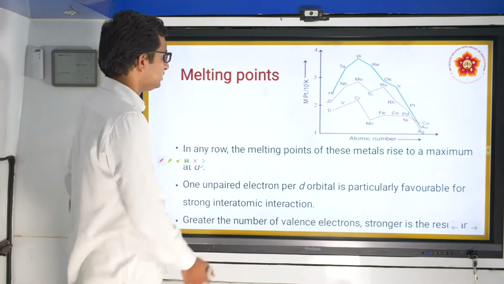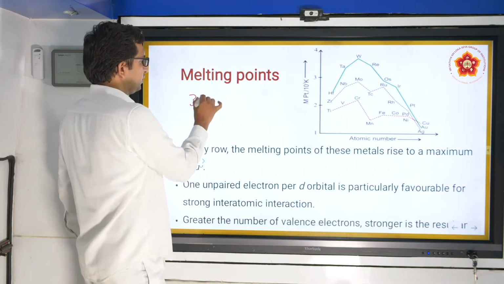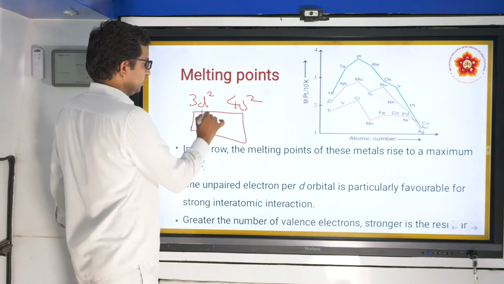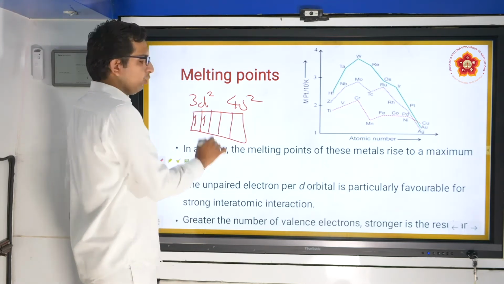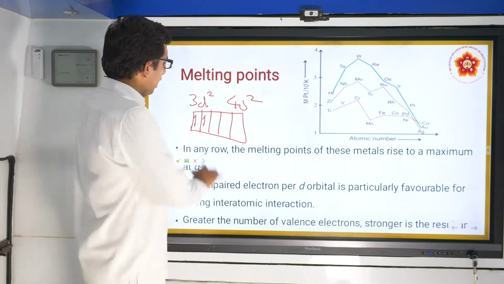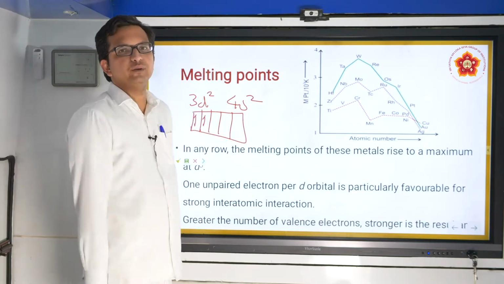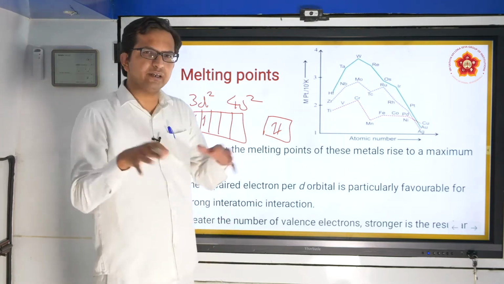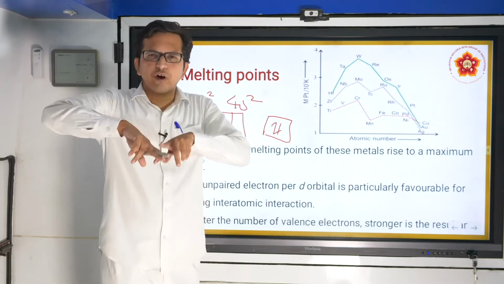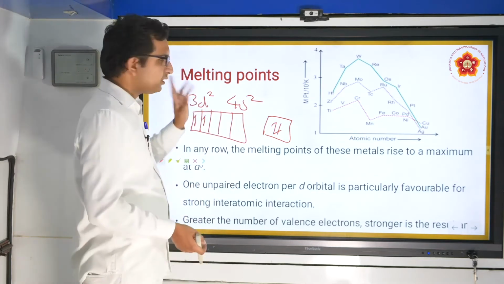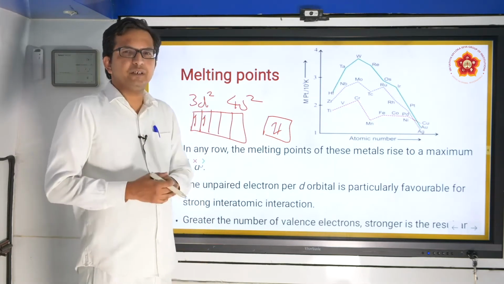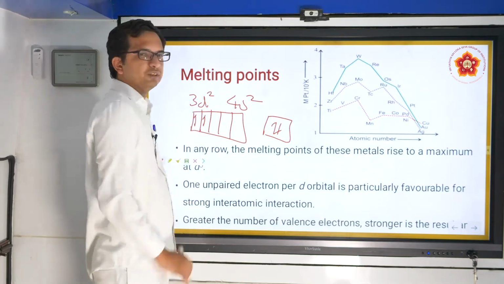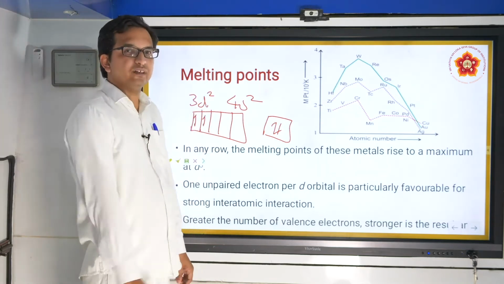As you see here, titanium has 3D2 4s2. This indicates that of the 5 different 3D orbitals, only the first 2 are filled, which means unpaired electrons always like to attract others. If they are paired by themselves, like in 4s, they are stabilized by themselves and don't look for other people. But whenever there is an unpaired electron, it cannot stabilize by itself. It tries to look for stability with others, and therefore these will try to attract more with others.